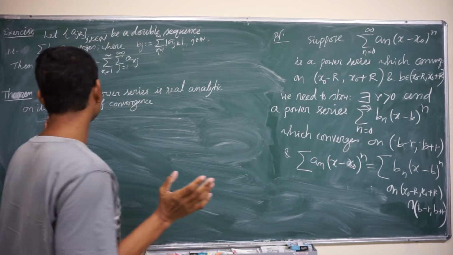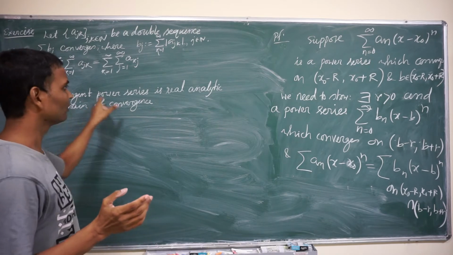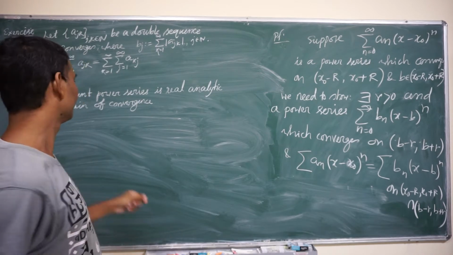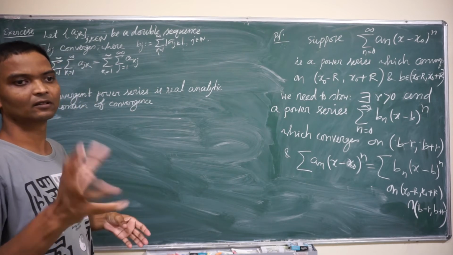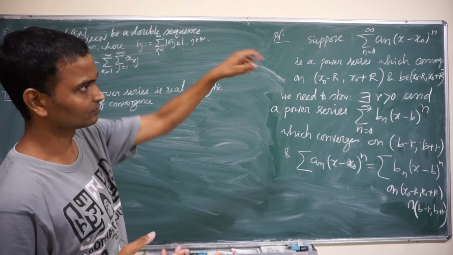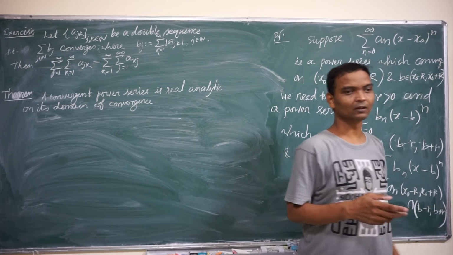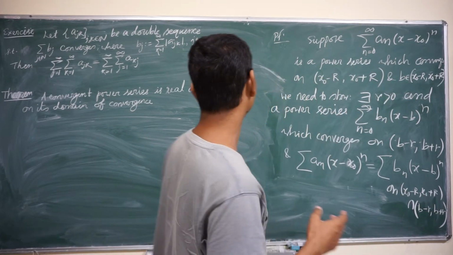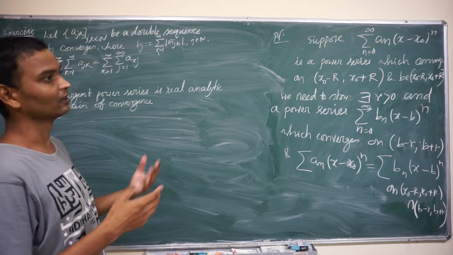So, we wanted to prove that any convergent power series is real analytic in its domain of convergence. So the domain of convergence is the disk with center at the point around which the power series expansion is done, and with radius as the radius of convergence.